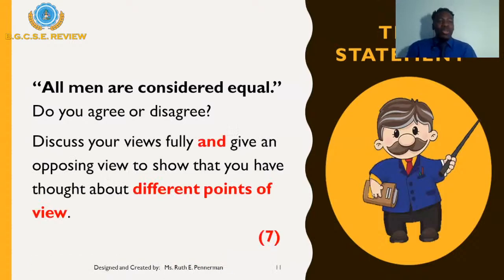We want you to discuss your views fully and give an opposing view to show that you've thought about different points of view. So after you agree or disagree, you want to look at your views fully. Now, when we use that term fully, we want you not to list or to give bullet points of your ideas or your personal viewpoints. We want you to be in a position to develop the responses that you provide based on your stance, based on your position. And so that is very important.